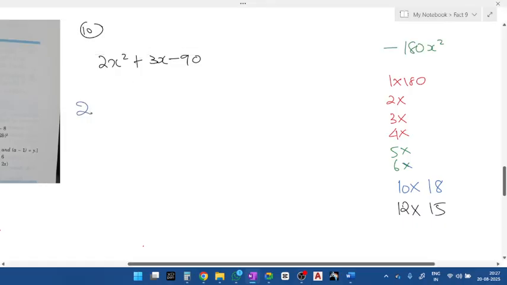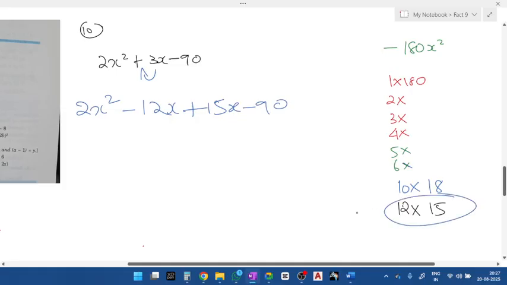Okay, now let me write 2x square. So 12 and 15 is given, students. Let me write 12 and 15. And before 3 there is plus. Where should I put this plus? Before 15. And before 12, what should I write? So that only for this question, 12 into 15. We took 12 into 15.